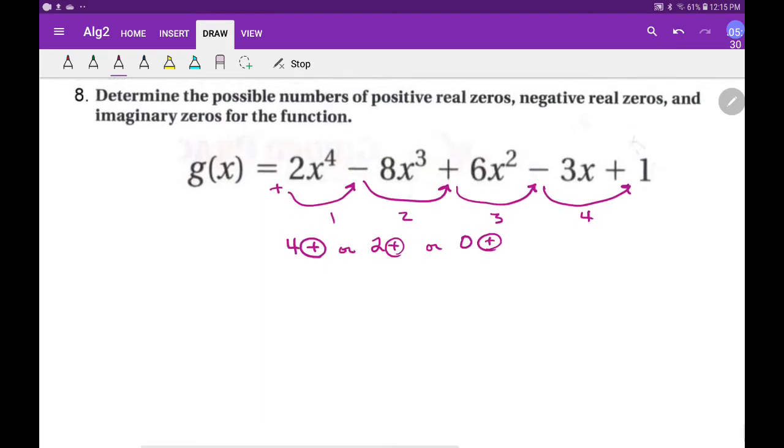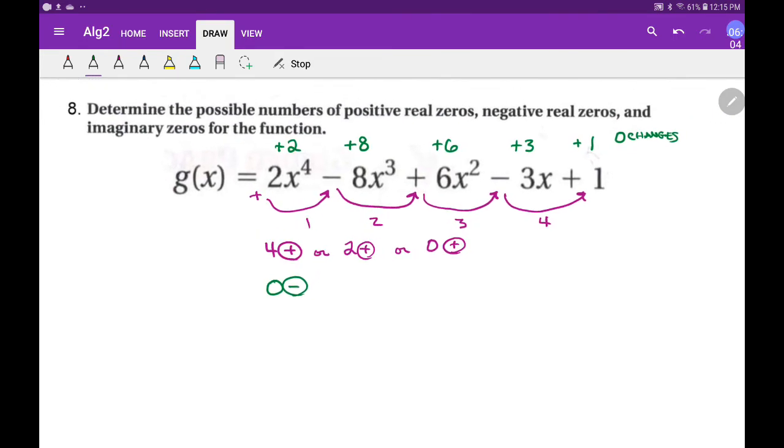So let's see here. Let's plug in a -1. I'll do that in green up above here. If I plug in a -1, I still have a positive 2. If I plug in a -1, I get a positive 8. If I plug in a negative here, it won't change a thing. If I plug in a negative here, it changes it to a positive, and I can't change the positive 1. So you see there are 0 changes, okay? So there are 0 negative roots. Okay, I know that much.